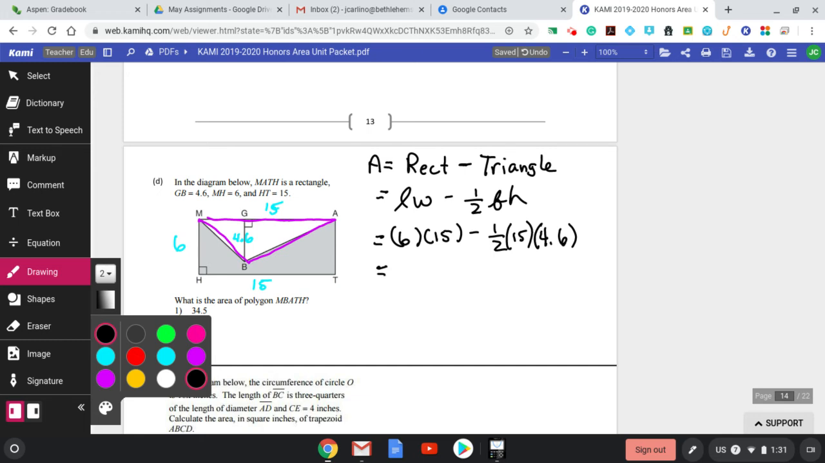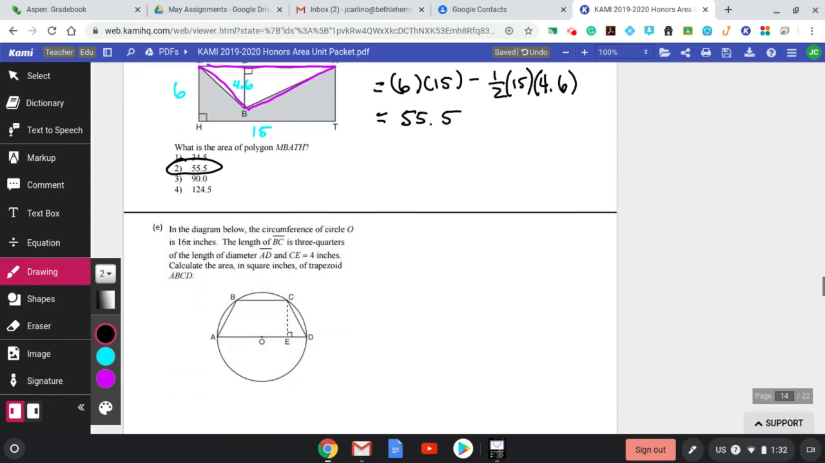Crunch the numbers and it ends up being 55.5, which would be choice 2. Okay, so just don't overlook that. All right, don't take it too much farther than it needs to go. All right, here we go.